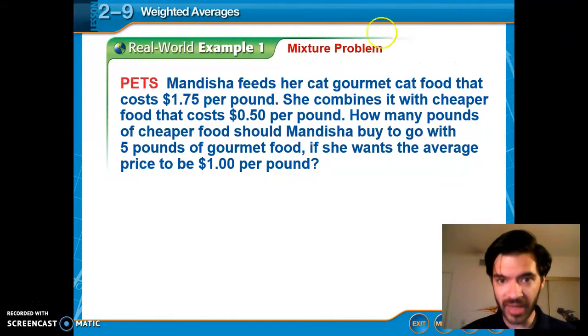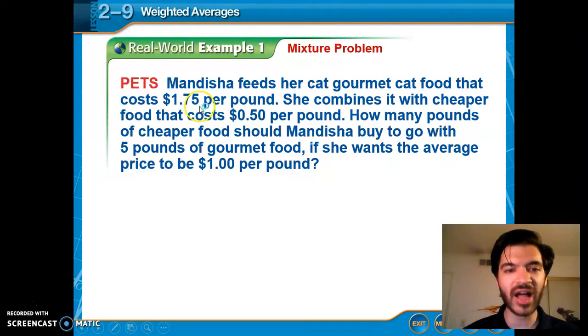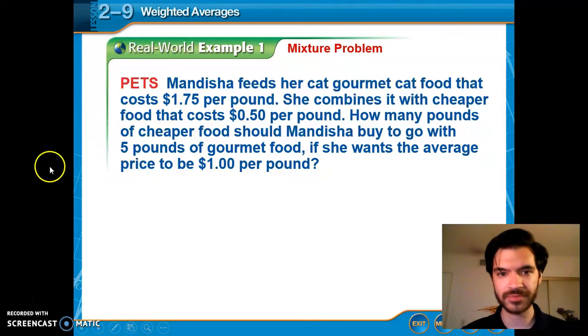So this gourmet cat food costs $1.75 per pound. Every pound of cat food costs $1.75 here.